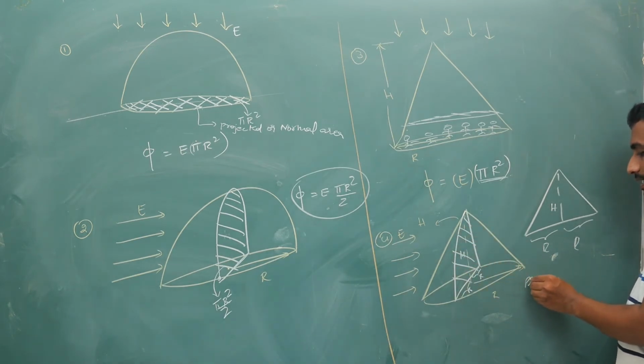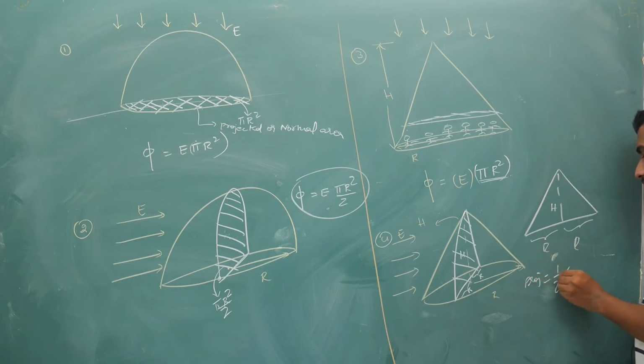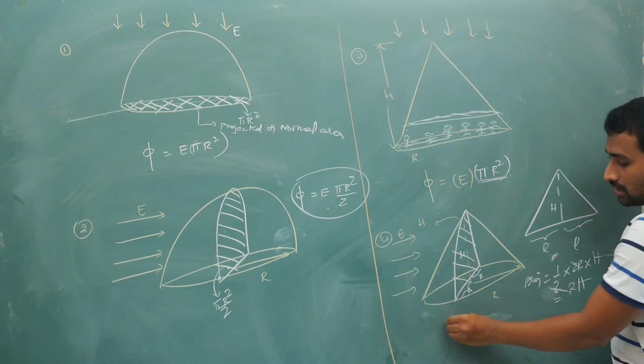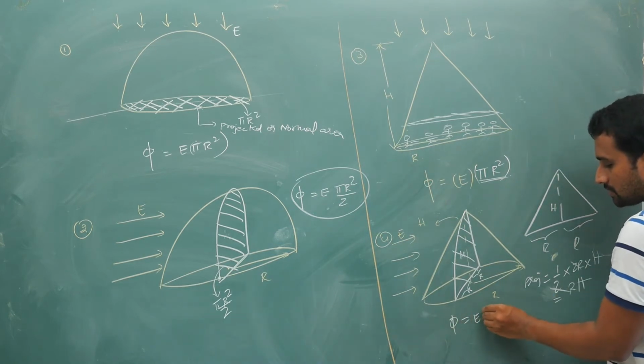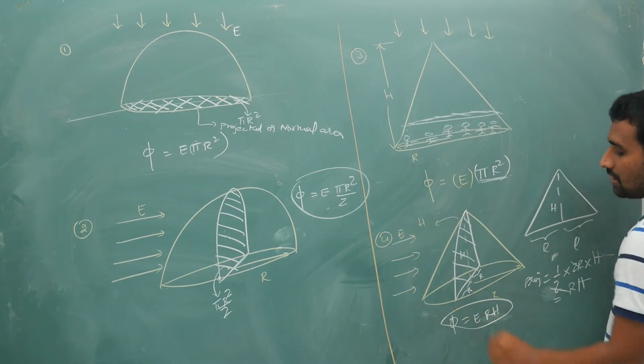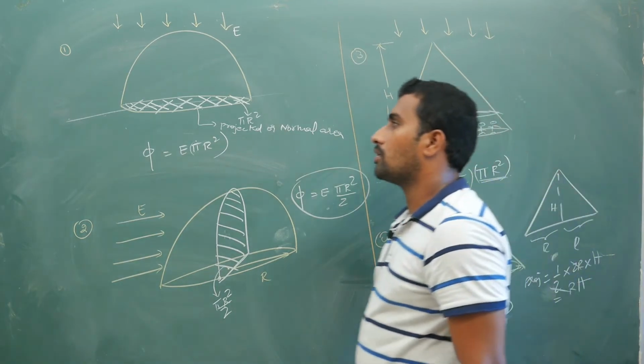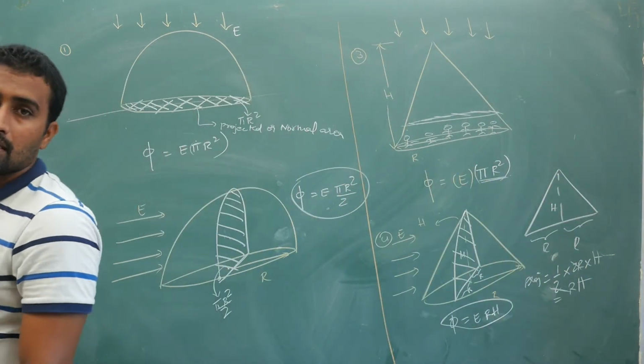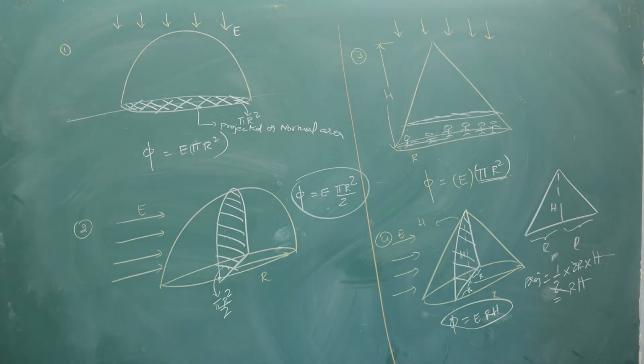So your projected area is half into base 2R into height H. The 2 will go off, so you are going to get RH. Your flux is E times R into H. This is your flux through that cone. Okay, right? So this is your basic idea of projected or normal area.